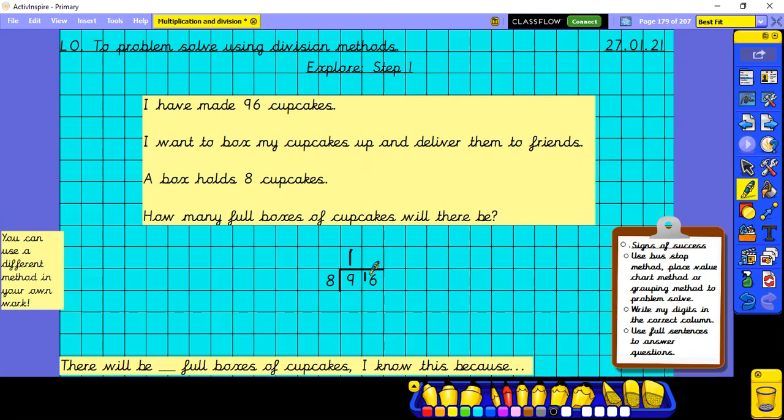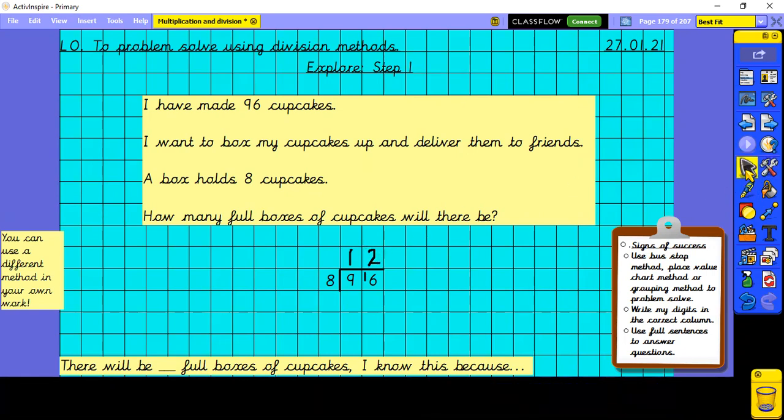Okay, and now I'm going to move on to this column here. So my 6 has become 16, and I need to think, how many times does 8 go into 16? And straight away with my times table knowledge, I know that 8 times 2 is 16. So I'm going to put a 2 on top of my bus stop. So now we have our quotient, our answer.